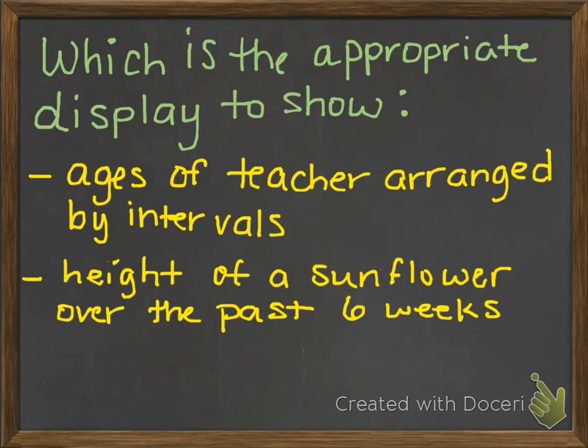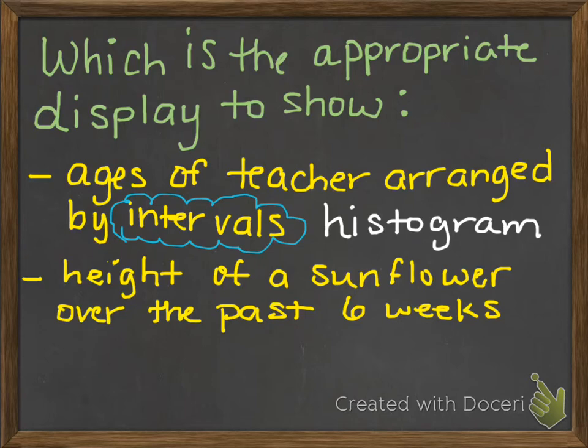All right, so here you see which is the appropriate display to show, and now I've given you two situations. The first one is the ages of teachers arranged by intervals. So I'm going to first start by putting a big bubble around the important word here, because all of these can be put into different graphs with different ideas behind them, but because this said intervals, the best graph for this one is going to be a histogram.